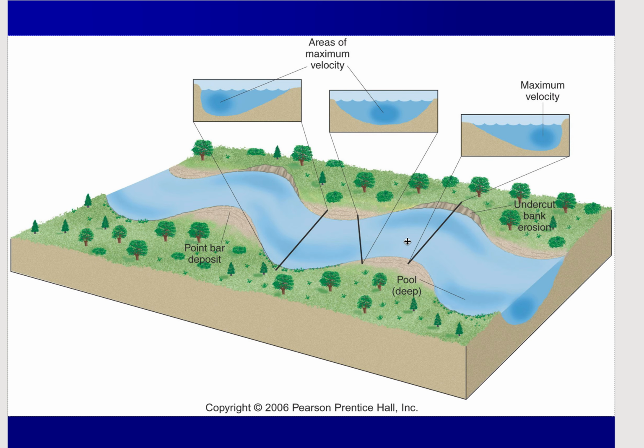So this last area right here is this cross section. Here's the cut bank where erosion is taking place. Here's where my velocity is the best. Here I'm shallow. That's this end here. That's where the deposition is happening.